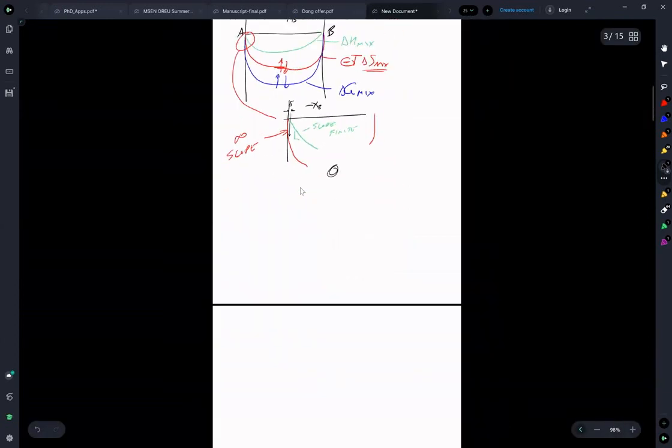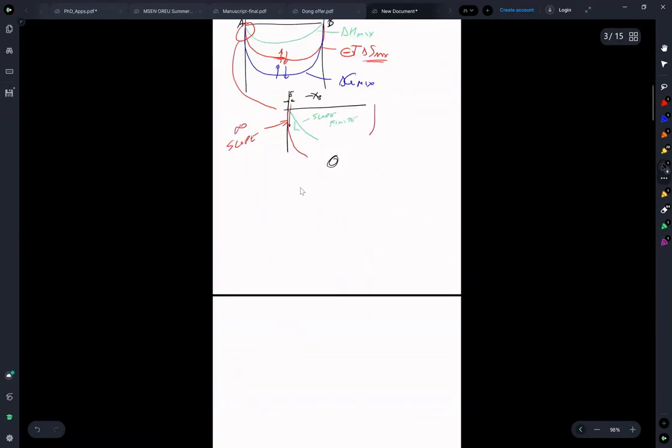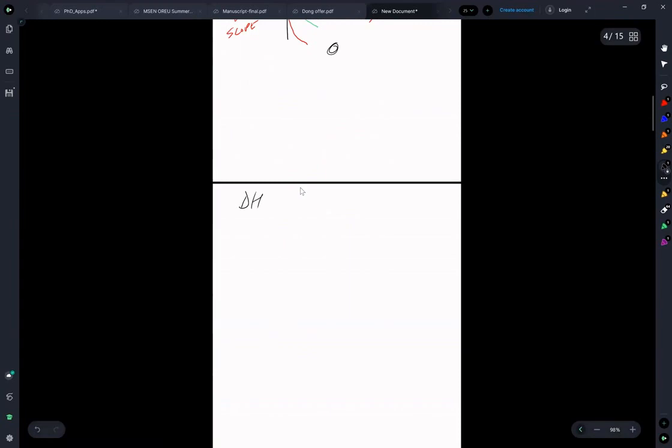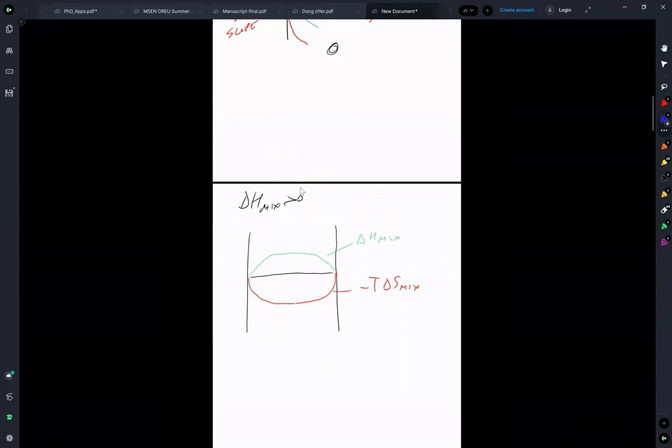So let's now discuss the second case where delta H mixing is greater than zero. And this is a little more of an exciting situation. Talking about thermodynamics, it's exciting here. Delta H of mixing is going to look something like this. Positive. You've got an entropy that still looks like this. Which results in a free energy that does this.